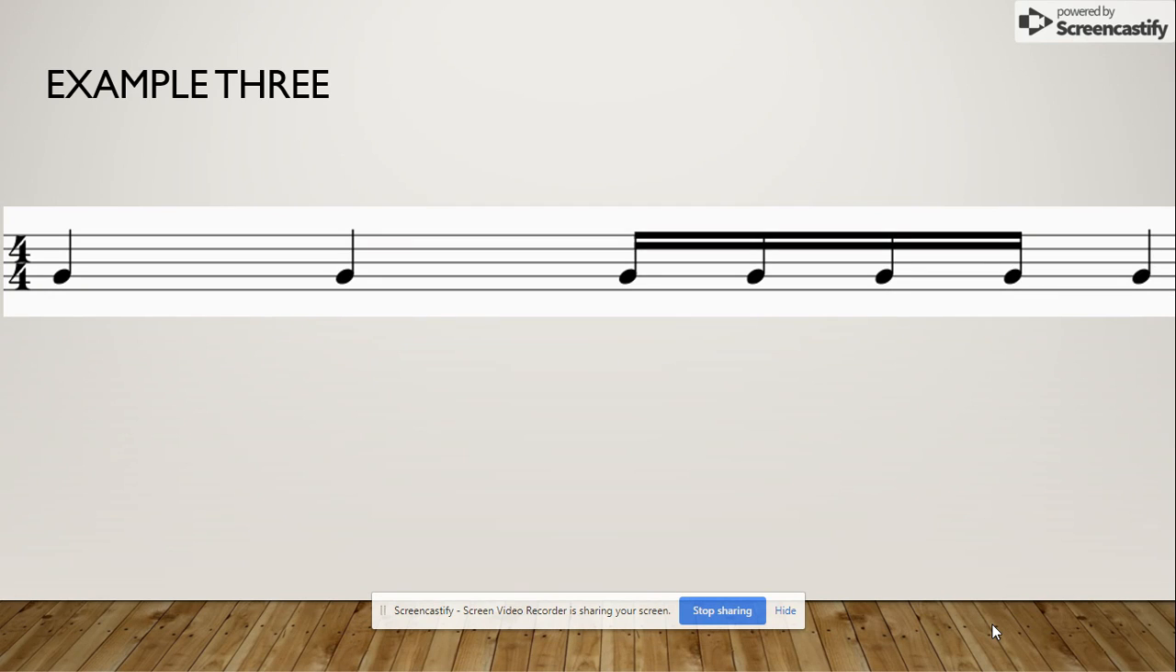Here's your third rhythm. 1, 2, 3 E and a 4.